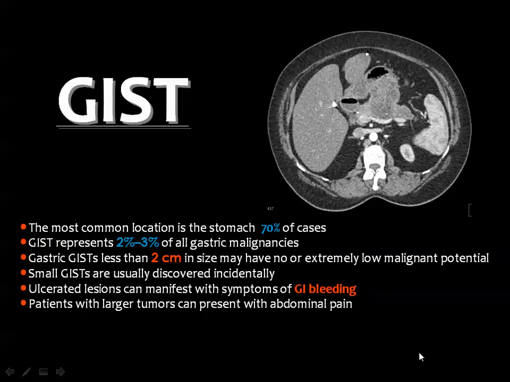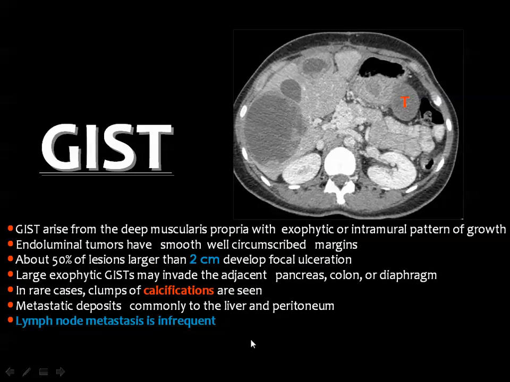Then malignant GISTs, as I have mentioned, occur in about 70% in the stomach, and GIST represents about 3% of all gastric malignancies, the malignant ones. One of the main presentations is gastrointestinal bleeding. And GIST may grow inside the gastric lumen and may grow outside the lumen and may invade the adjacent structures. And this is an example with multiple hepatic deposits.